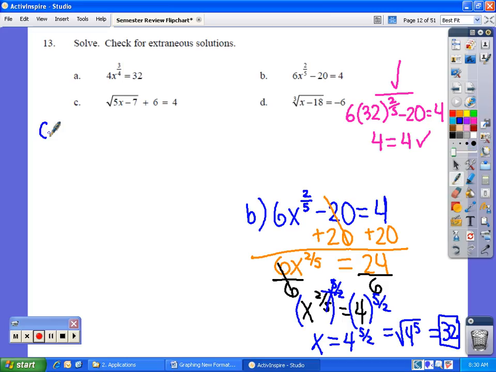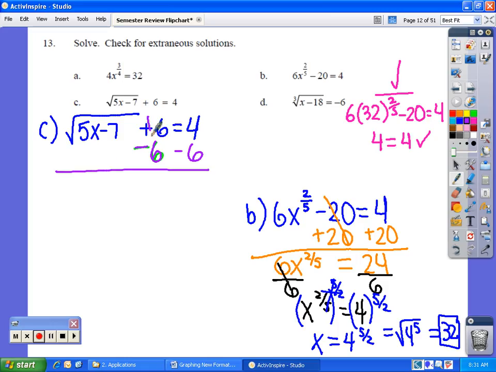Alright, part C says square root of 5x minus 7 plus 6 equals 4. Well, we can't do anything with that root yet until we get rid of that plus 6. So we're going to subtract 6 on both sides. And we get 5x minus 7 equals negative 2.